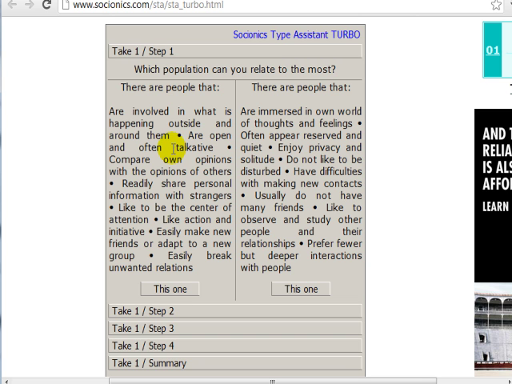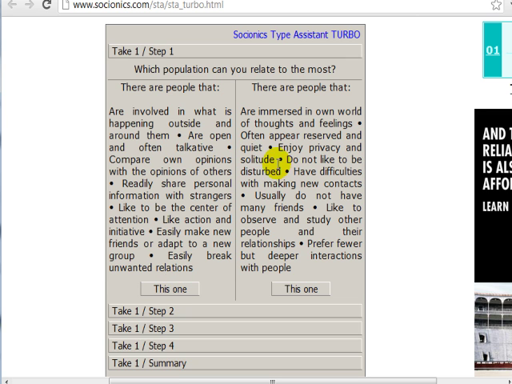On the left-hand side, it says, are you involved in what is happening on the outside and around you? So are you thinking about what happens around you? Are you talkative? Are you a type of person that likes to be the center of attention? Do you gain your energy by being around people? Do you solve problems and create solutions by being around people? If that sounds like you, then you'll want to click this one.